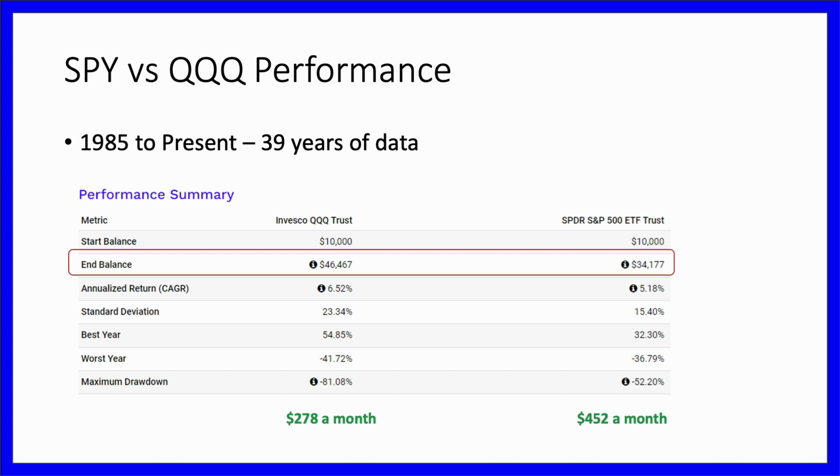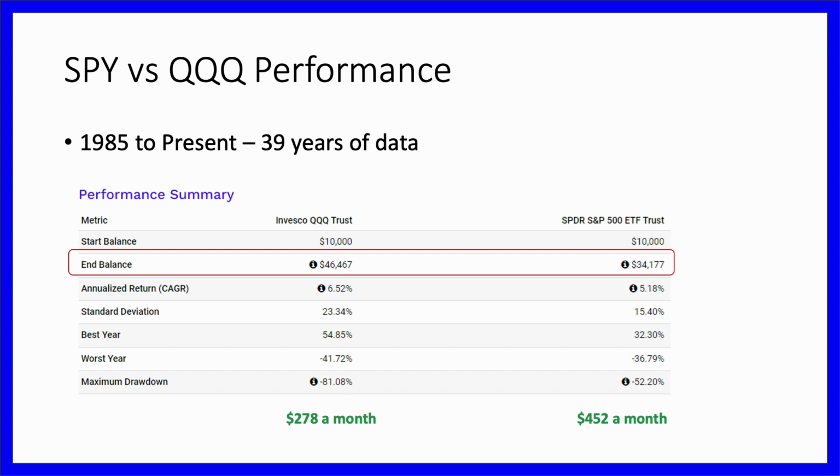But the other thing to consider here is the income that you would have from that investment. So for QQQ, it would be less at $278 a month. And for SPY, it would be more at $452 a month. That's because more companies in SPY pay dividends than those in QQQ.